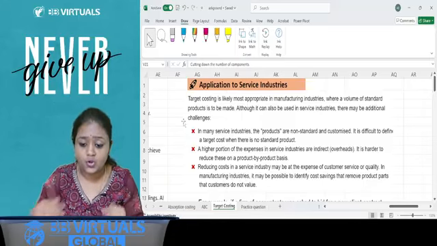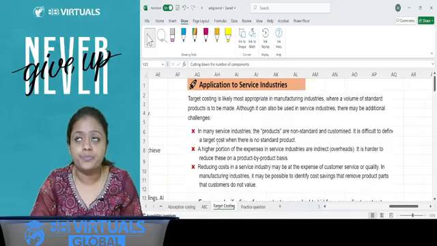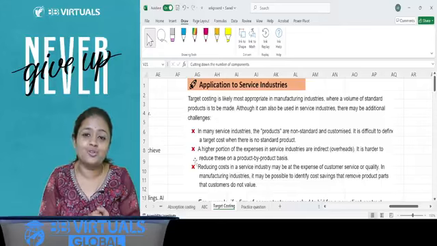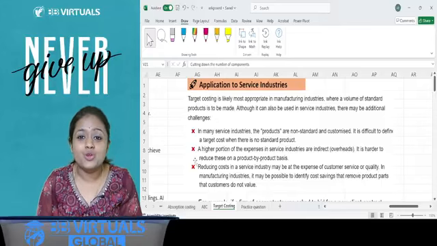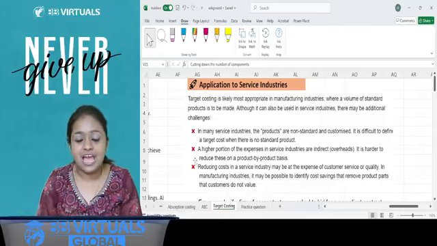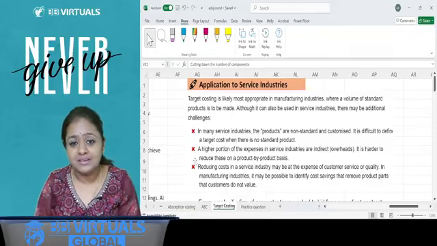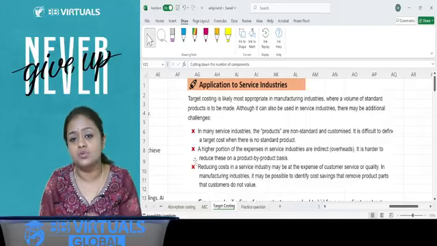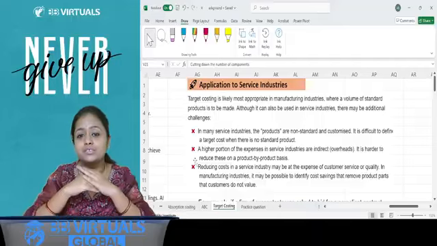Also, the customization, the perishability. Can you store the services? Like for example, you want to get your haircut done and you go to your most favorite parlor. Can you say, please just do the half work and I'll come back and then do the other half? Can you store those services?